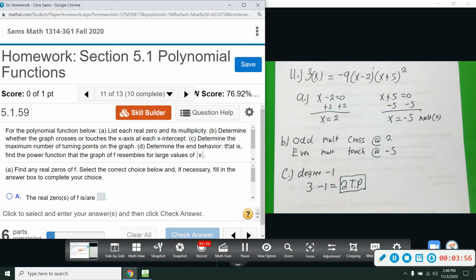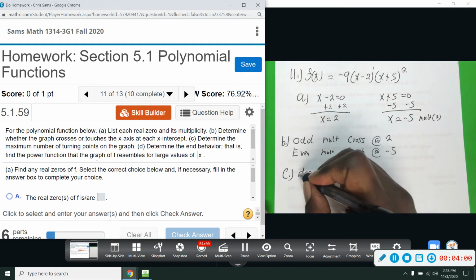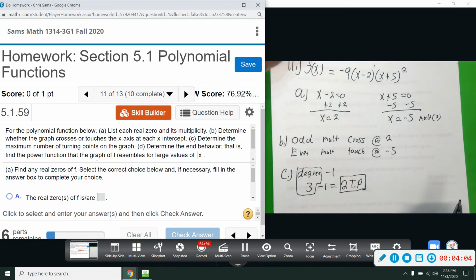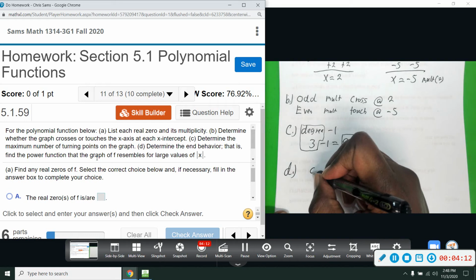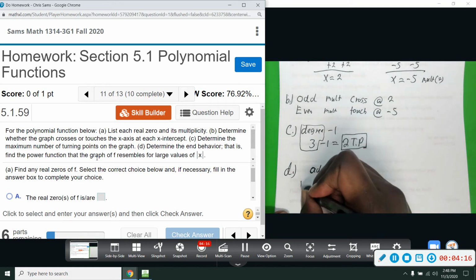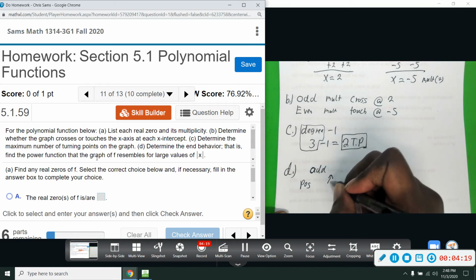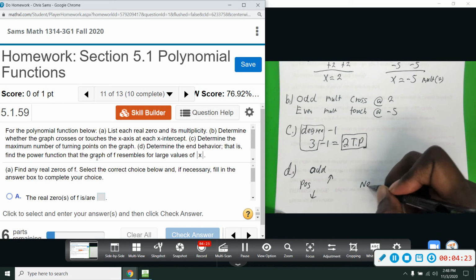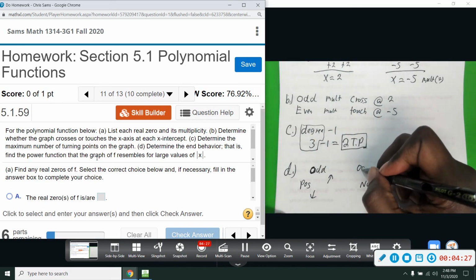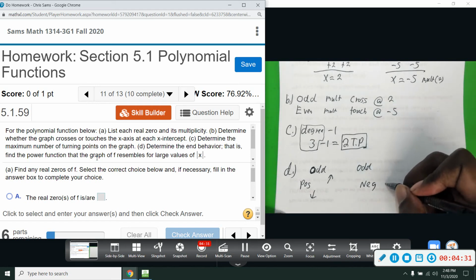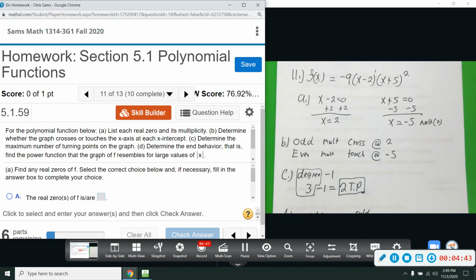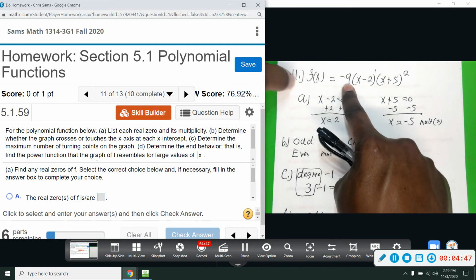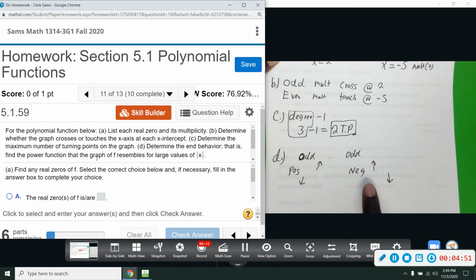And then D, determine the end behavior. Okay, so we have degree 3, which is odd. Just remember that end behavior we looked at earlier. So odd and positive is up on the right, down on the left. Odd and negative will go up on the left and down on the right. So we already know it's odd, we just need to figure out which one. The leading term is going to tell us the positive or the negative. So if we look out front, we have a negative. So because that's negative, our end behavior is going to be like this.